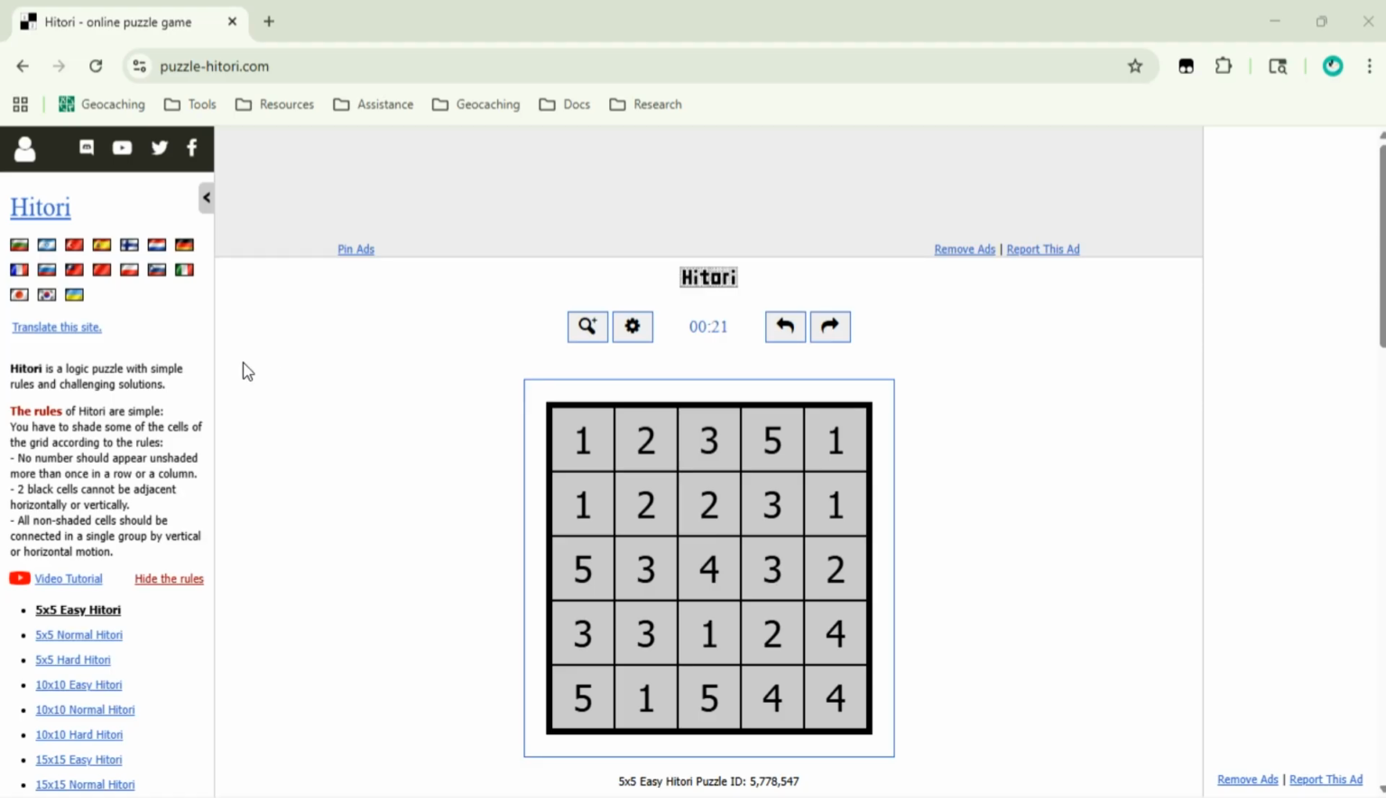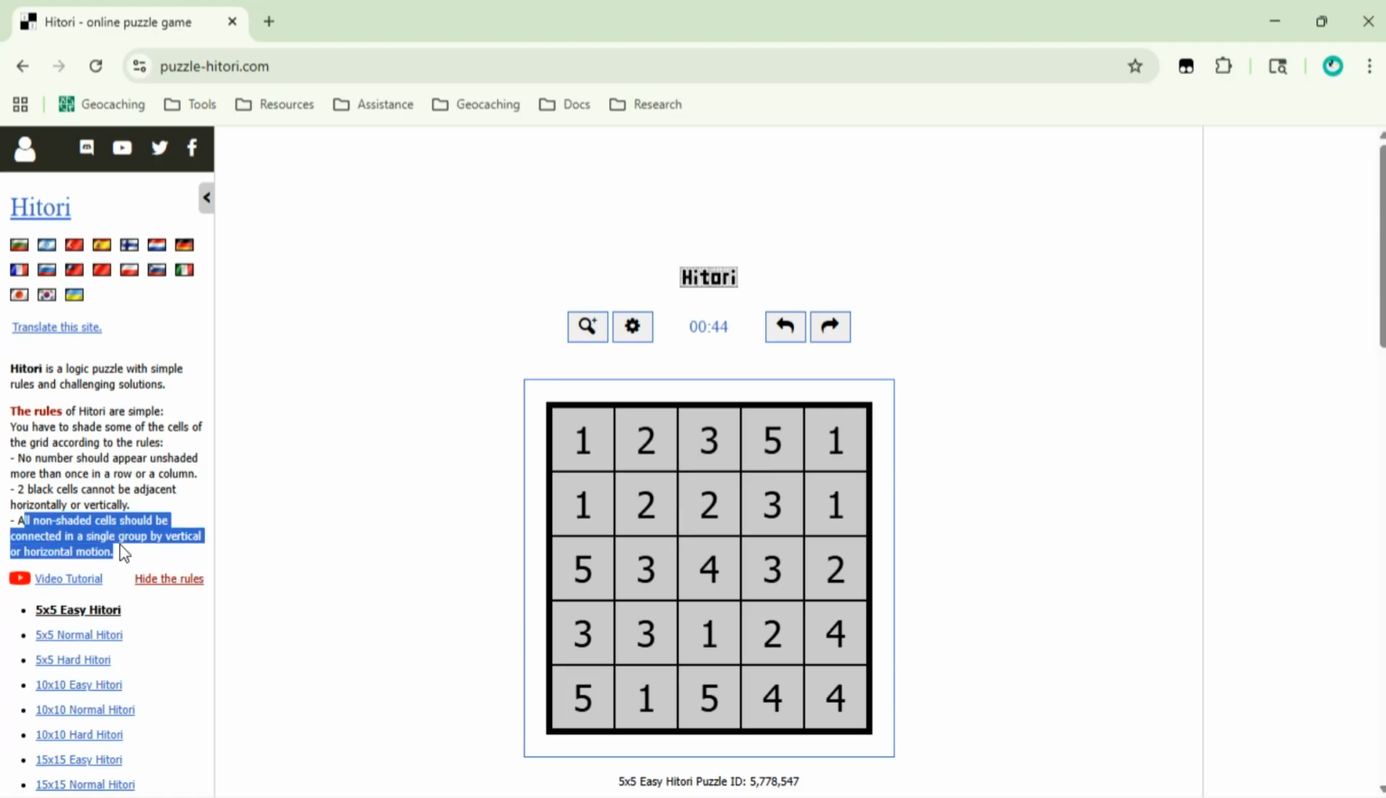Rules are on the side. You have to shade some of the cells. No number should appear unshaded more than once. So every time that you see duplicates, one of the duplicates needs to go. However, you can't shade 2 right next to each other, either horizontally or vertically. And all non-shaded cells should be in a single group, meaning that we can't block things from each other. So this will become quite interesting, since we can't block things, that will often come into play.